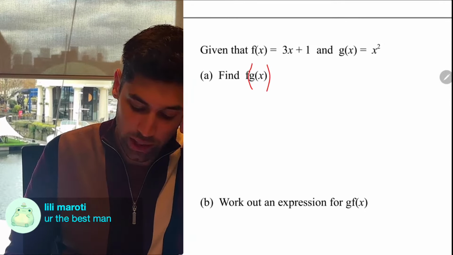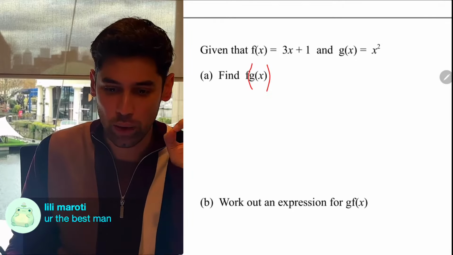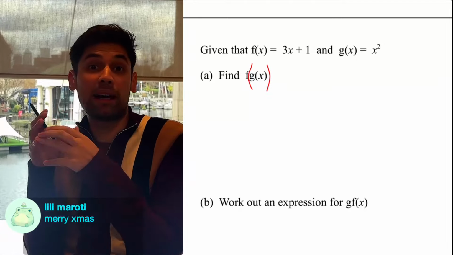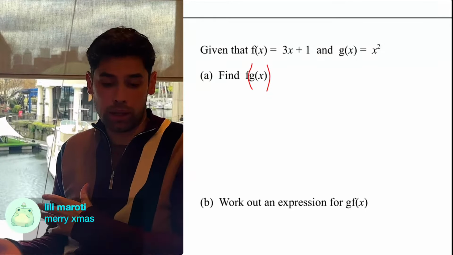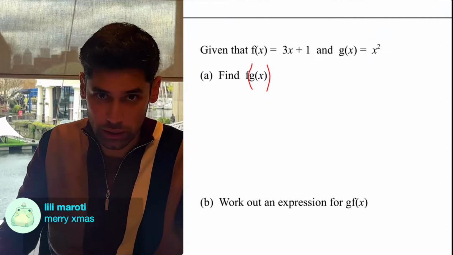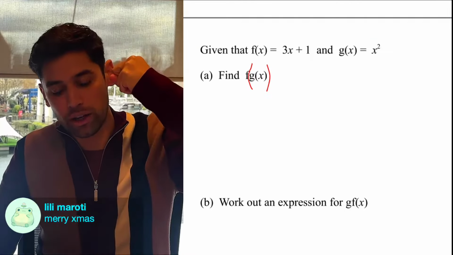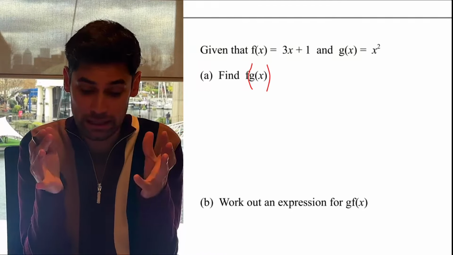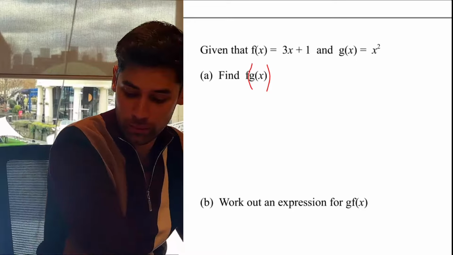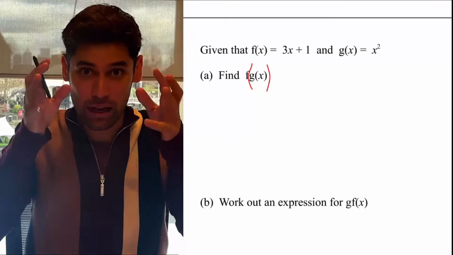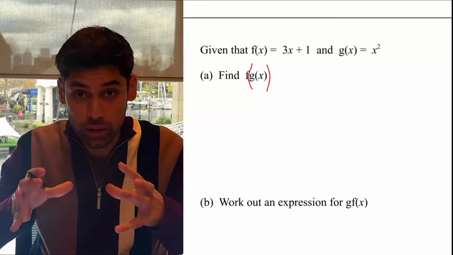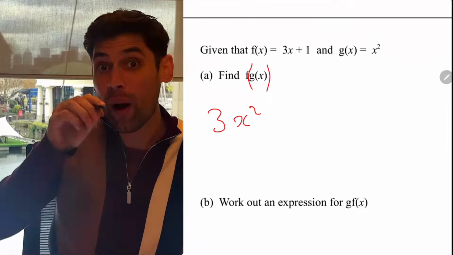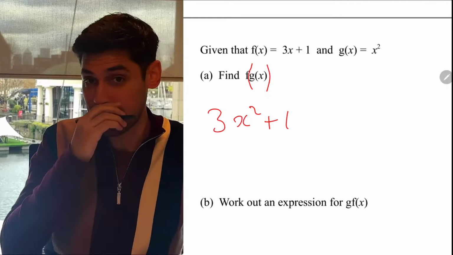So g of x is x squared. Now, before we would find out what that value was, then we would plug it into the other one. There is no value here, it's just an x, it's in terms of x. But the fundamental idea stays the same. We're going to take the entire function of g of x and plug it into the f function. So g of x is x squared, so we're going to plug x squared into the f function, which is going to be 3x squared plus 1. Now think about it.